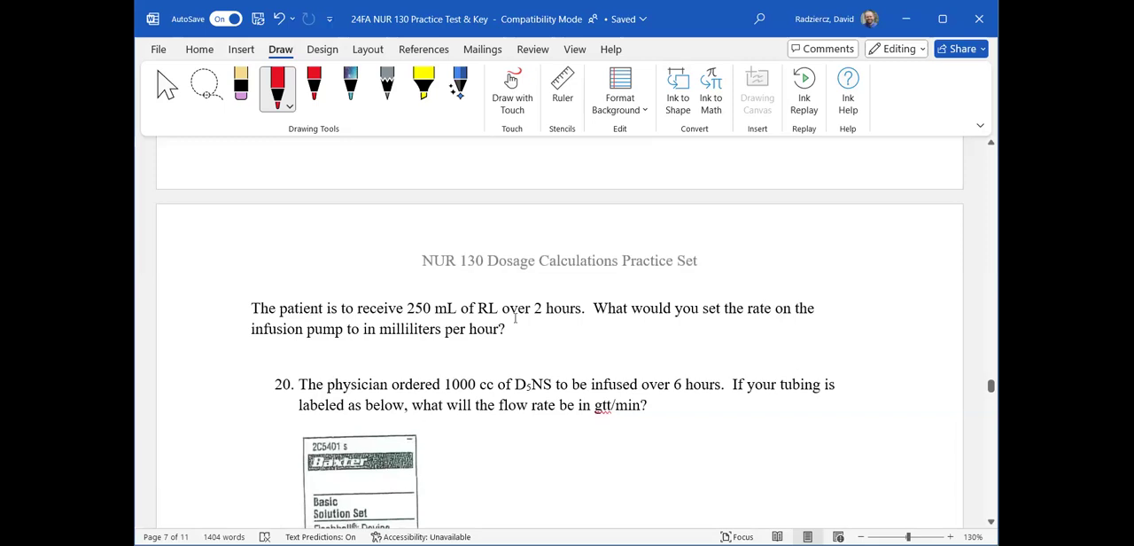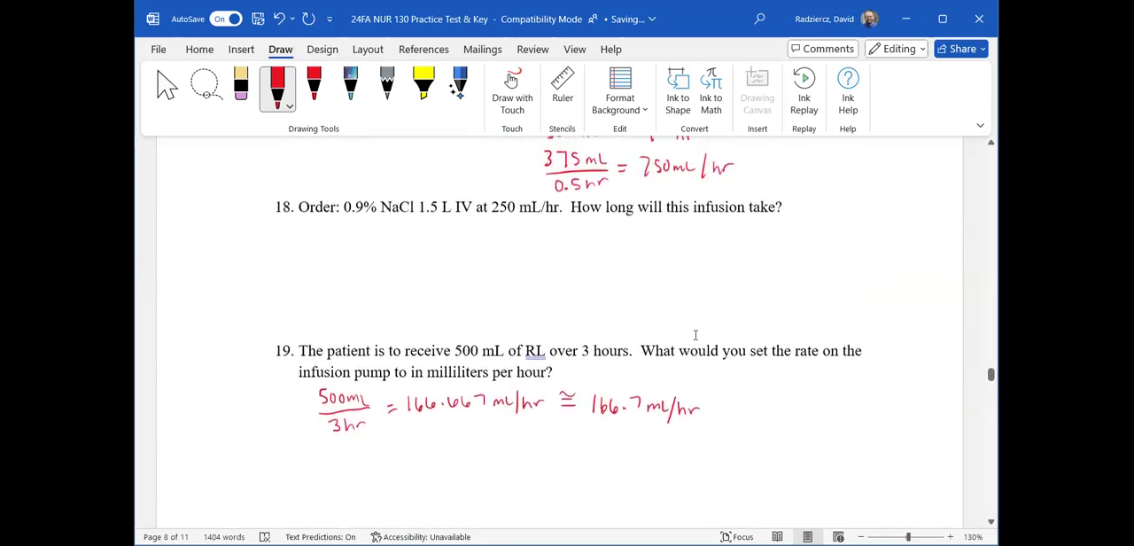And you can see there's another example of that same type of question right here. I'll leave that for you to do on your own. Let's make this, I'm just gonna say 700 milliliters, and then we'll say 4 hours.